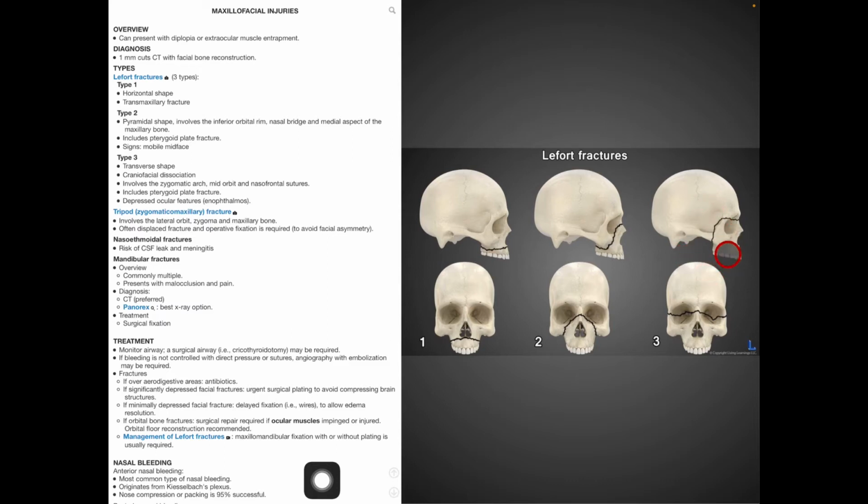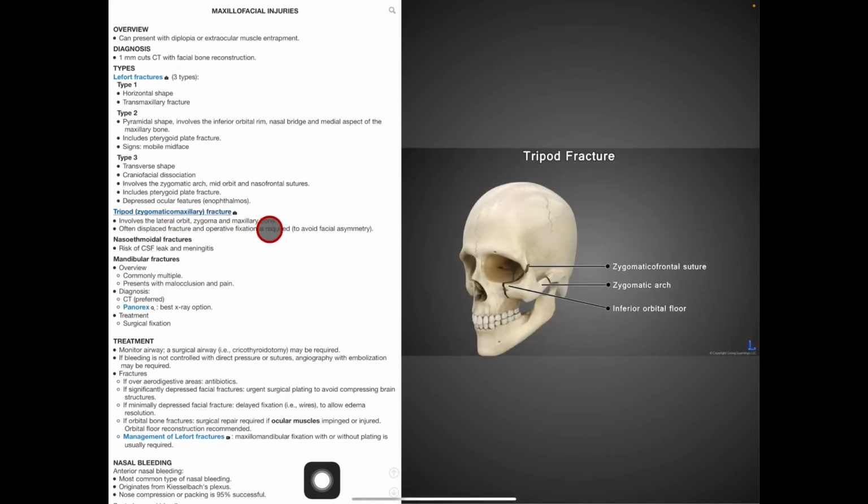You could also imagine with this craniofacial disassociation that if the face moves more anteriorly and the eye just stays in the same location right here, then you can get enophthalmos, also known as sunken eye. With a tripod fracture, appropriately named because of the three points of fracture, you get the maxilla, lateral orbit, and zygomatic arch fractured.